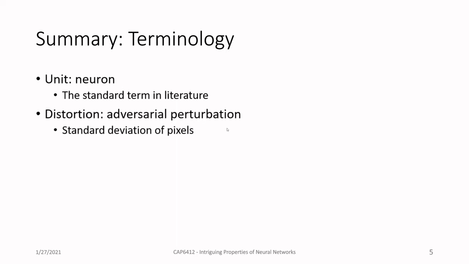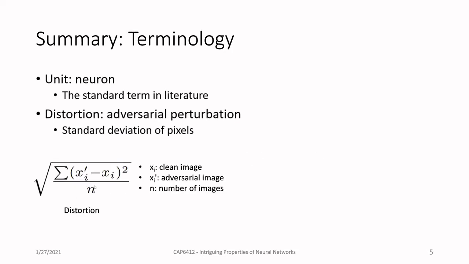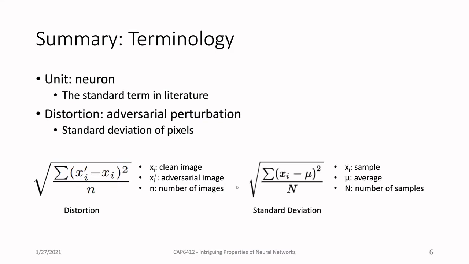So the terminology in the paper is slightly confusing. They refer to unit, which is actually a neuron. It's a standard term in literature. And the other one is the distortion. In regards to the adversarial perturbation, distortion is measured by the standard deviation of the pixels, which is the clean image minus the adversarial image squared, summed over, and then take an average. And this is the standard deviation.